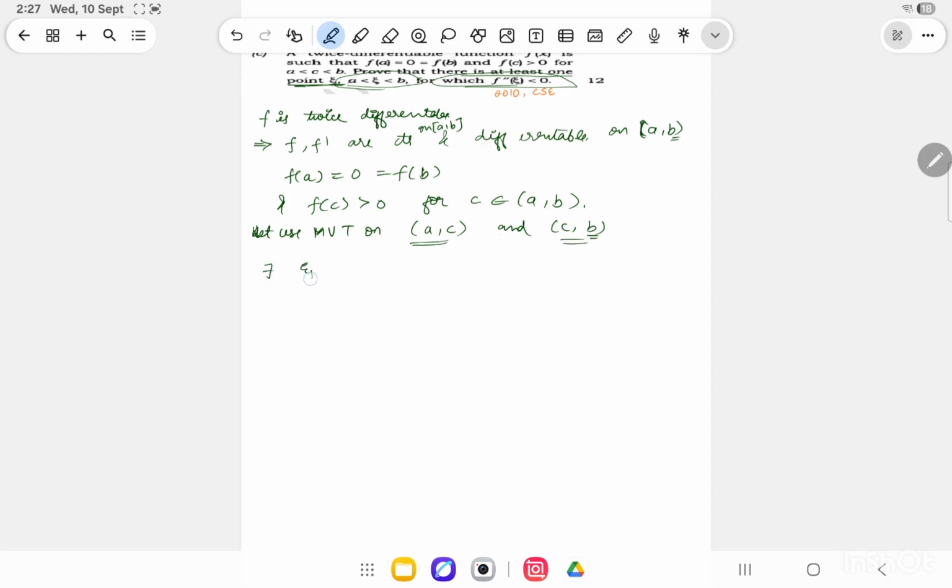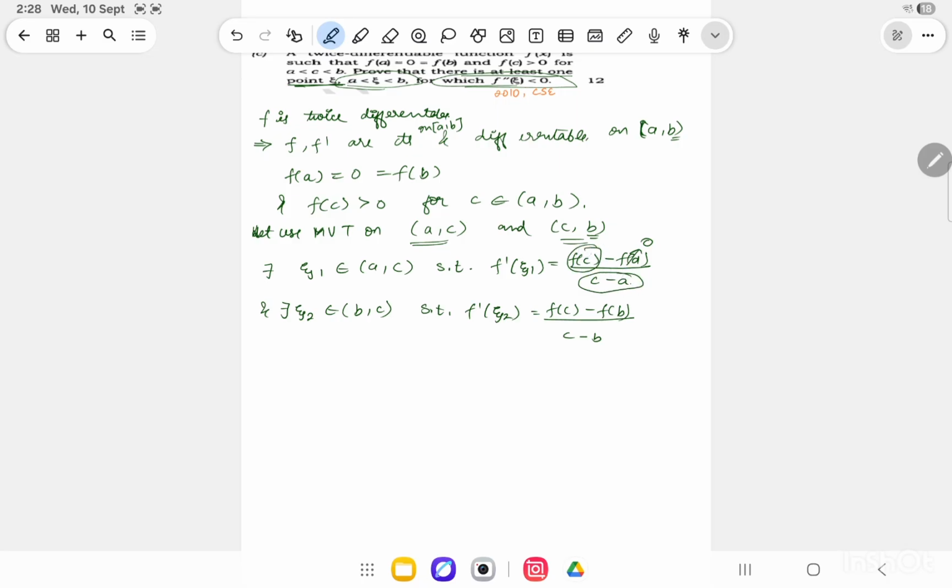So I'll be getting a ξ1 in the open interval (a, c) such that f'(ξ1) is equal to (f(c) minus f(a)) divided by (c minus a), and there exists ξ2 in the open interval (c, b) such that f'(ξ2) is equal to (f(b) minus f(c)) divided by (b minus c). But if you see that f(a) is equal to 0, this term will be 0, and since c is greater than a and f(c) is also greater than 0, f'(ξ1) is greater than 0.